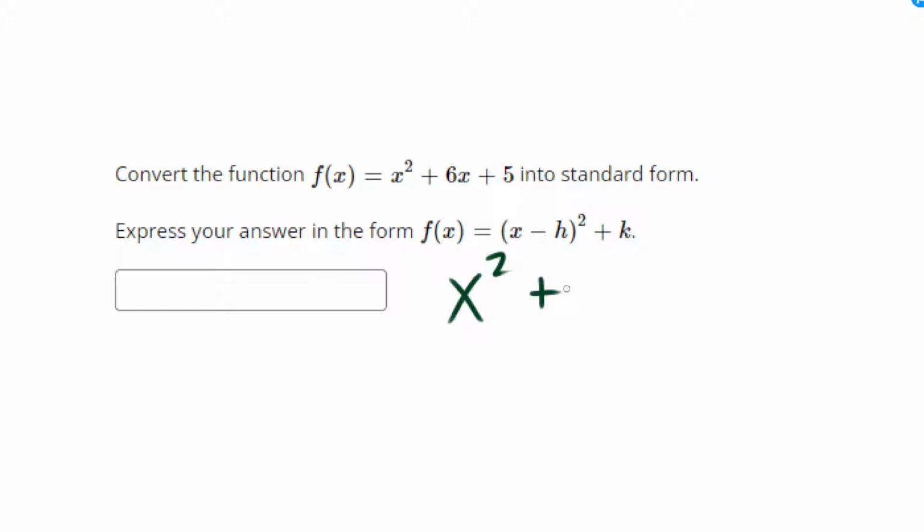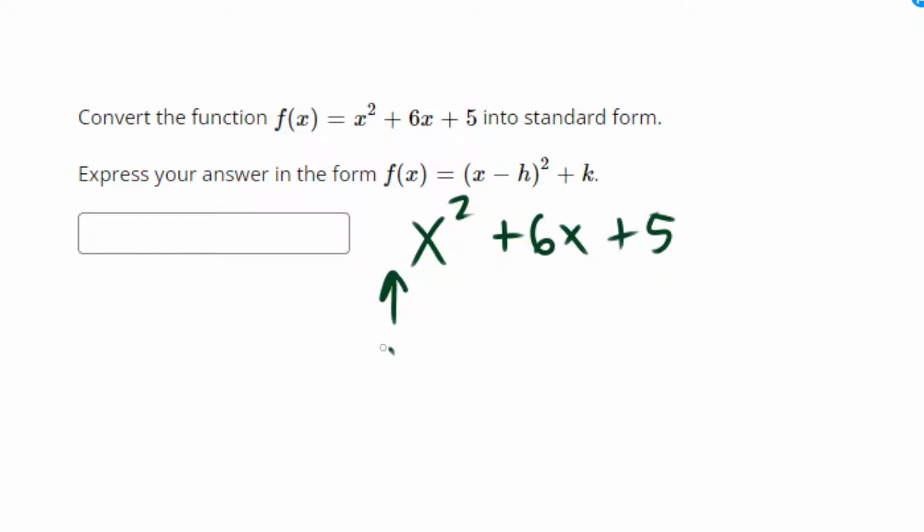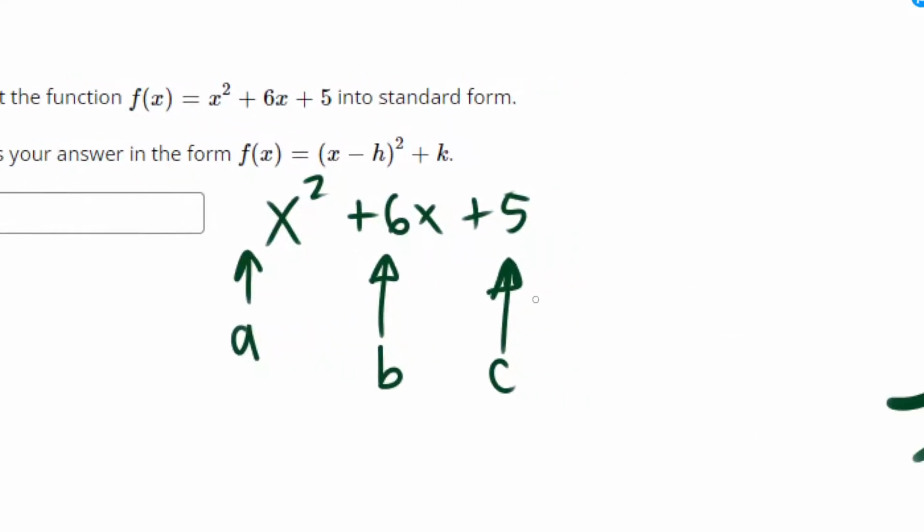So x squared plus 6x plus 5. We can identify this 1 as our a, this 6 as our b, and this 5 as our c. And then what we can do is we can say, okay, negative b, which is 6, divided by 2 times 1, because 1 is our a, and that's going to give you negative 3.